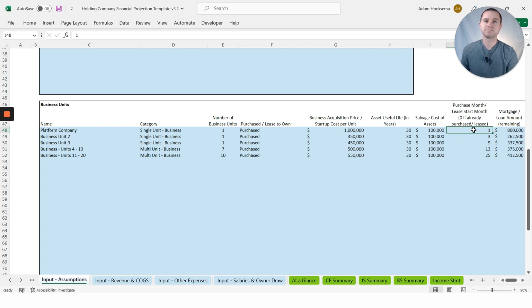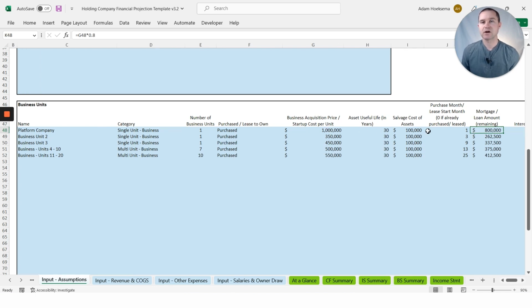Now, this useful life and salvage cost of the assets depends on whether, when you're buying the business, you're buying assets that are then going to be depreciated. You might want to depreciate it over 30 years, and you could put in a salvage cost. If you were buying just the assets of the business, you could depreciate the assets or amortize the sale price as well. That's what these assumptions here are used for.